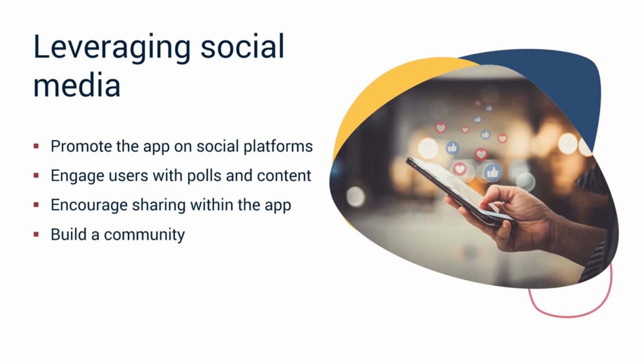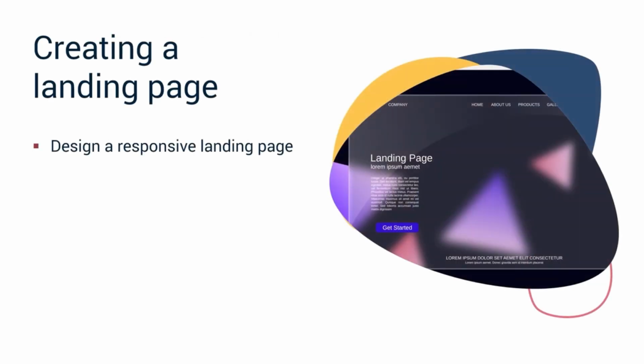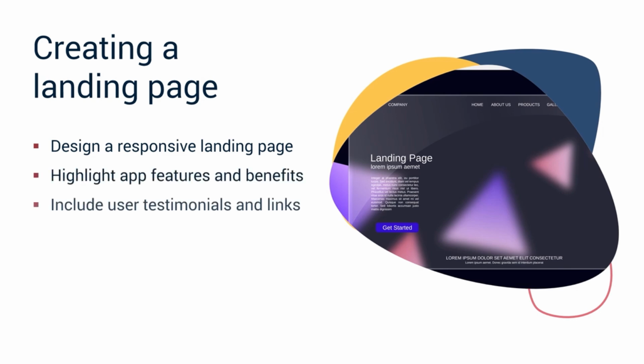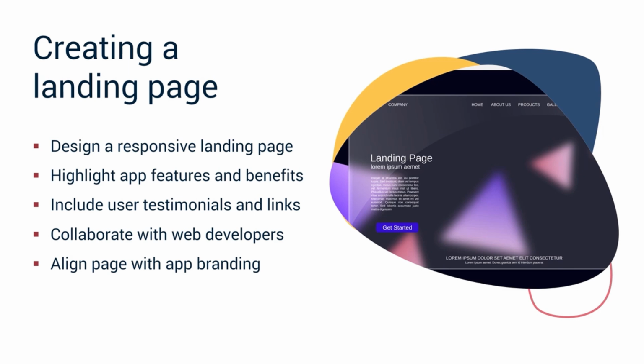Let's discuss how a landing page can help your app's marketing. Your app should have a dedicated landing page as the central hub for information. Typically, a landing page includes app features, user testimonials, download links, and blog posts related to the app's niche. Collaborate with web developers to create a responsive landing page that aligns with your app's branding.